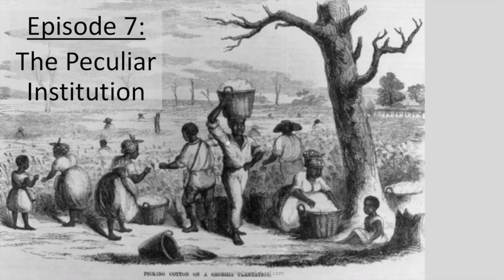Hi, welcome to Period 4, Early America, Episode 7, The Peculiar Institution. We have a short set of notes today, but it's important stuff, so let's get started.